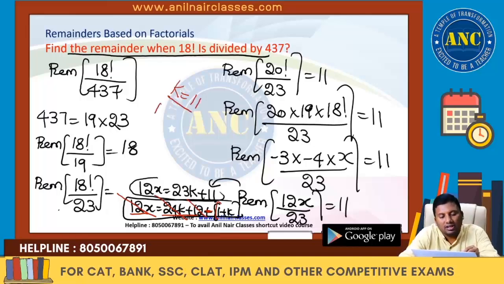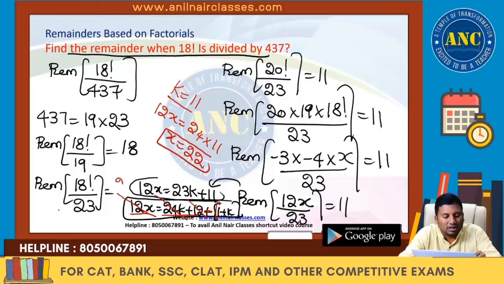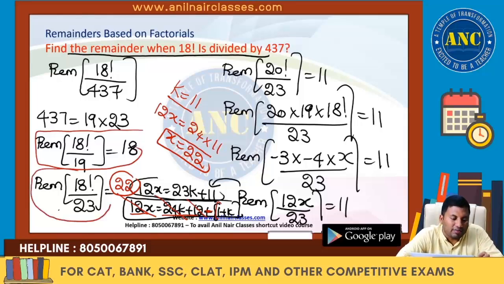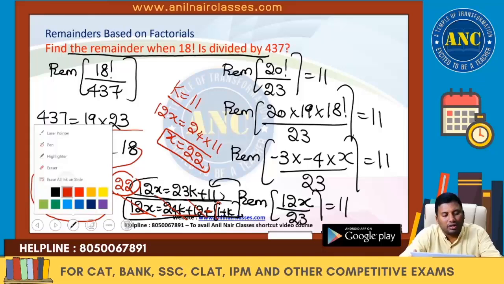So 12x is nothing but 23 into 11 plus 11, which is nothing but 24 into 11. So the x value is nothing but 22. Are you all with me? That means we got two equations: 18 factorial divided by 19 gives 18, and 18 factorial when divided by 23 gives 22. Now we will try to solve these two equations.